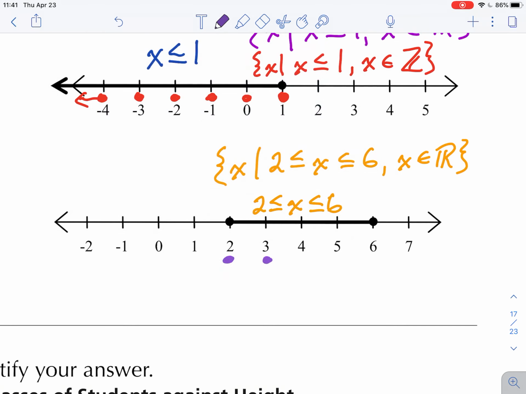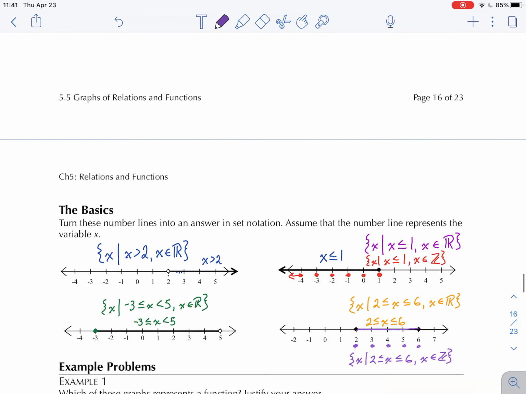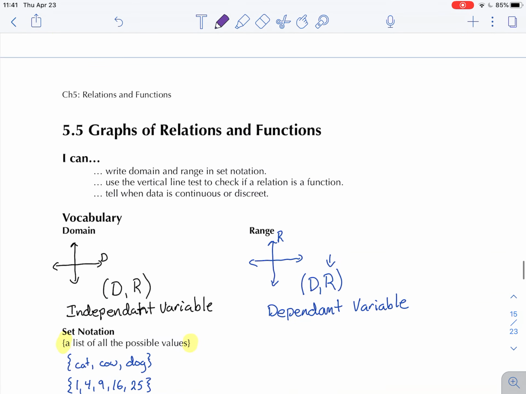Now again, I'll show you what this would look like if it was just integers. So if it was just integers, it would just be dots at all of these spots. And we would write it like this. x such that 2 is less than or equal to x is less than or equal to 6, and x is an element of the integers. So then it would just be dots. We call that discrete. The solid line up here is continuous. The dots are discrete.